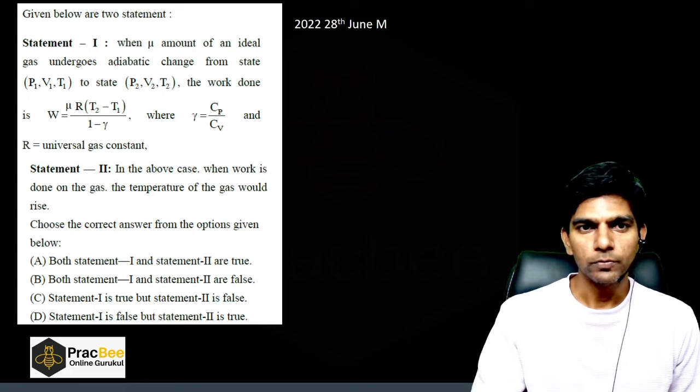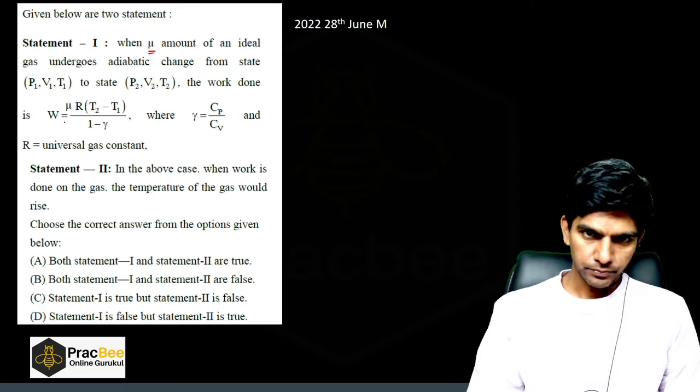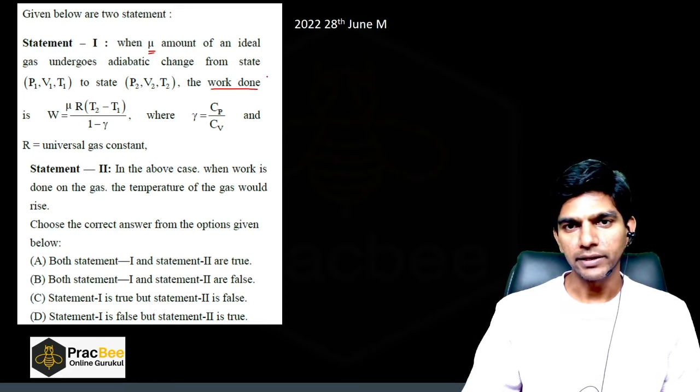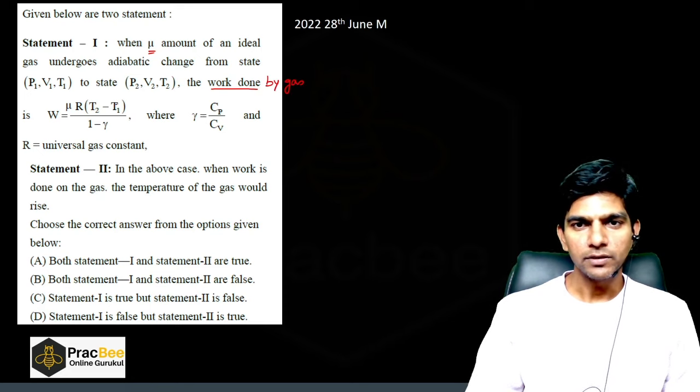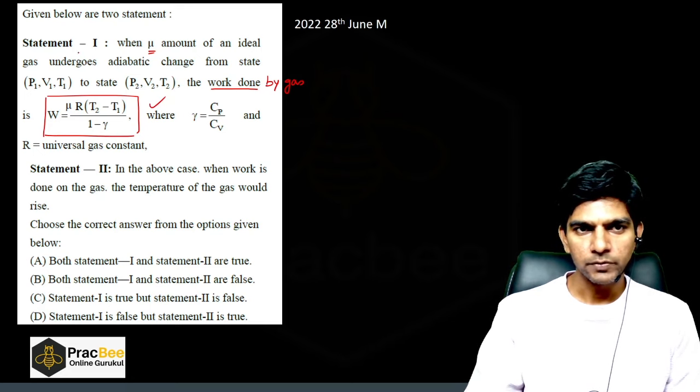It came in 2022. Statement 1: when mu amount of an ideal gas undergoes an adiabatic change, so this mu is nothing but the moles, right? From a state P1, V1, T1 to state P2, V2, T2, the work done. When only work done is given in a statement, you always take it as work done by a gas, right? So work done by a gas is mu R (T2 minus T1) upon (1 minus gamma). Yes, so that is correct. And where gamma is Cp by Cv. So statement 1 is correct.